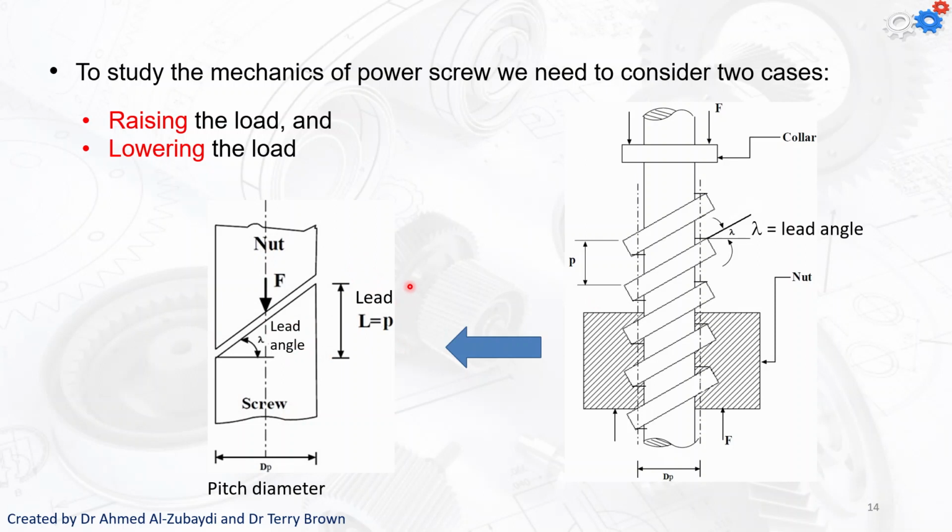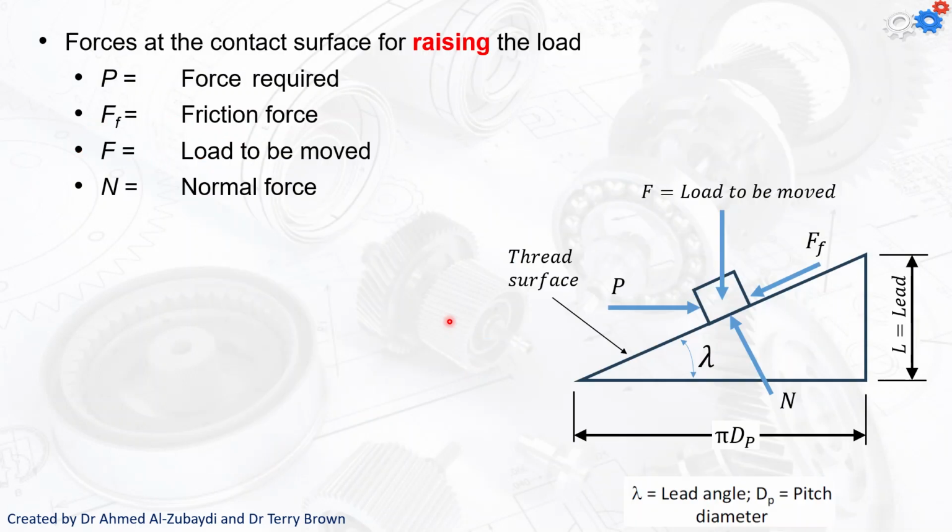And then the lead here is the amount by which the screw or the nut would move in one rotation. Okay, and then we've got pitch diameter and so on. So we need to refer back to these also in our calculations and in considering our design for power screws.